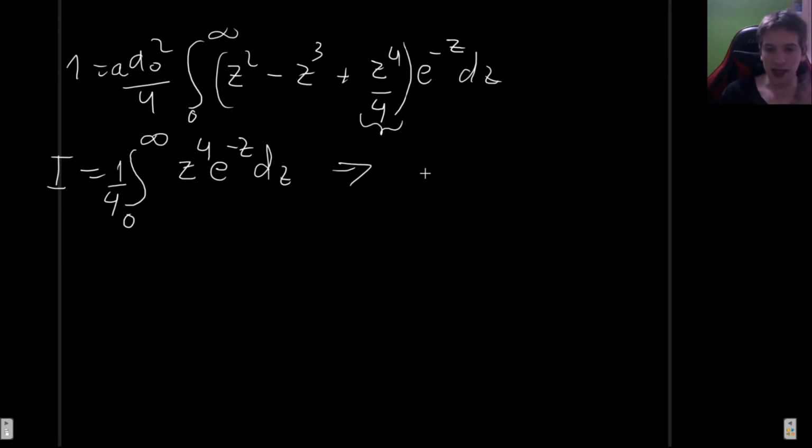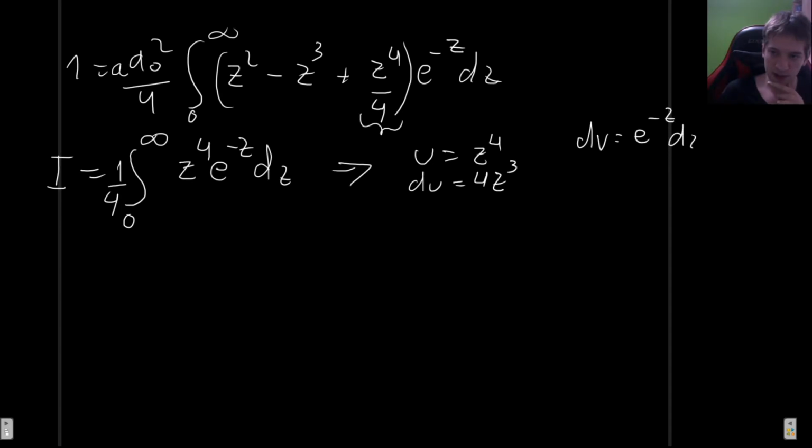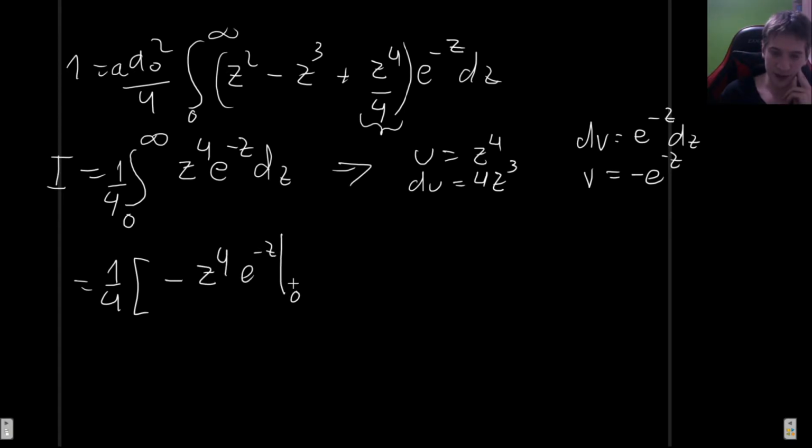So let's just naively say, okay, let's begin and say, well, u, since we're integrating by parts, will be z to the 4th power, du will be 4z cubed. And then we have dv, which is just e to the minus z dz, and v is going to be minus e to the minus z. So let's plug it into this integral. So we get 1/4 factor of, let's see, so this first part will be minus z to the 4th e to the minus z evaluated between 0 and infinity.